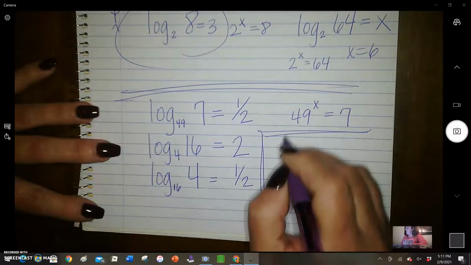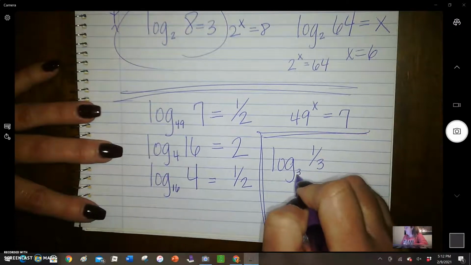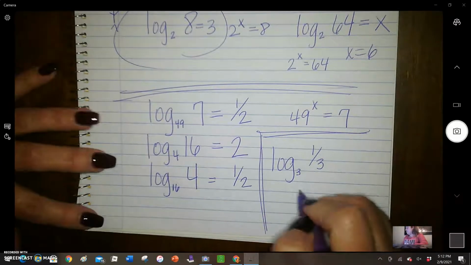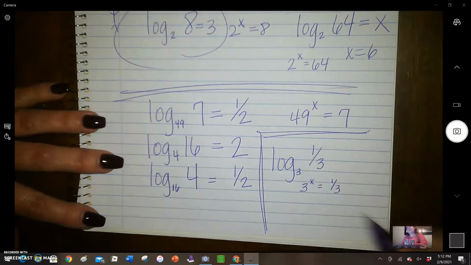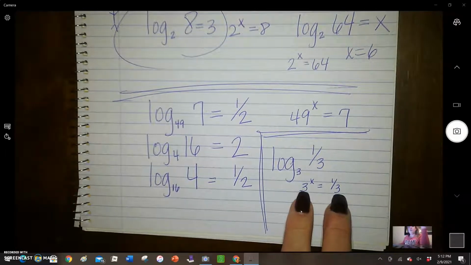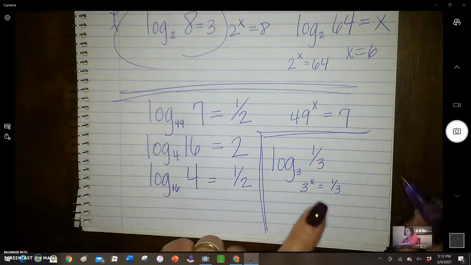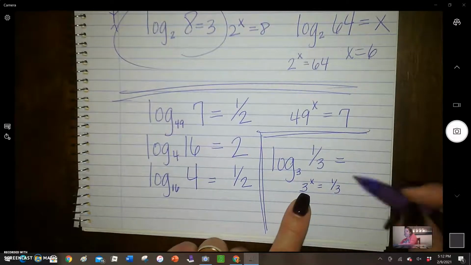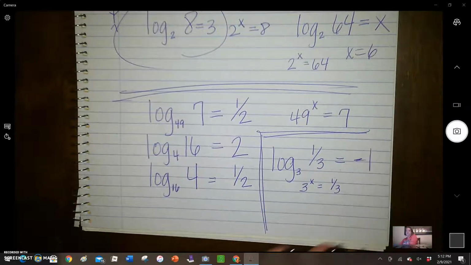How about the log of 1/3 with a base of 3? Again, we're going to think about it in terms of exponents. 3 to the what power will give you 1/3? One of the things that I had mentioned in class is that anytime you go from a whole number to a fraction, usually there's a negative involved. Or if you're going from a fraction to a whole number, there's a negative involved. And so with this one, because the 3 is being changed to a 1/3, it's going to be a negative 1, okay?